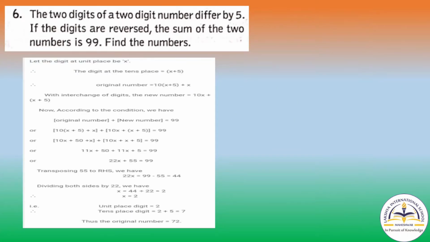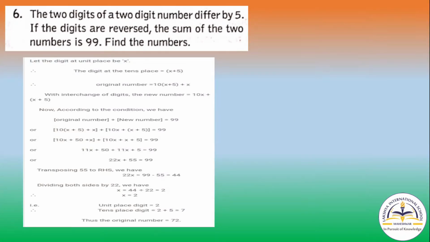Now question number 6. Digits of a two-digit number differ by 5. If the digits are reversed, the sum of the two numbers is 99. Find the numbers. Now let the digit at the unit place be x. The digit at the tens place equals x plus 5.